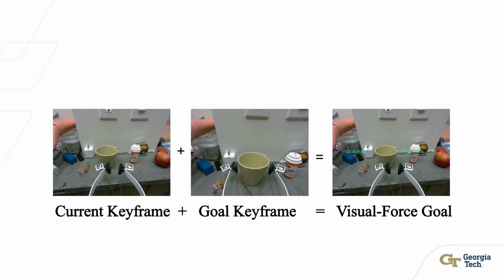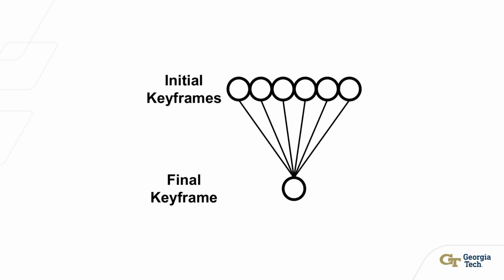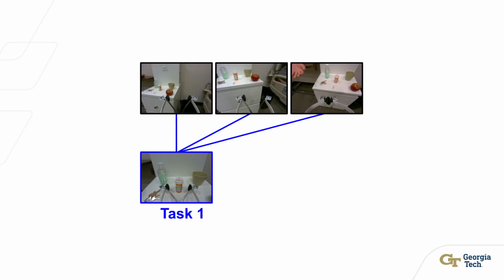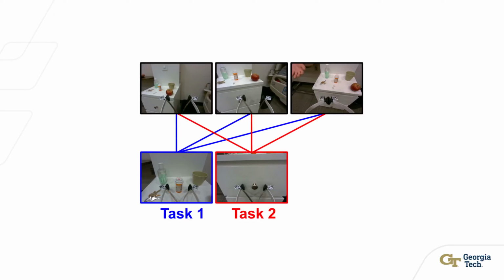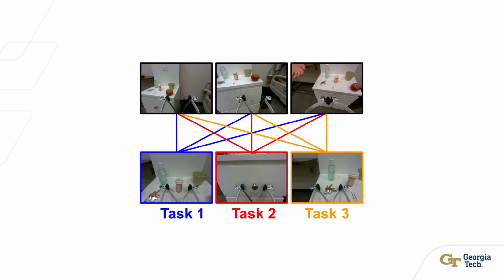We trained ForceSight by collecting pairs of hand-specified keyframes, where we learn a mapping from a text prompt and an RGBD image to a visual force goal. We pair keyframes together in a many-to-one fashion, where multiple initial states are labeled with the correct goal state. Additionally, we include items relevant to many of our tasks in each keyframe. This allows us to map many initial frames to a single final frame for each task.